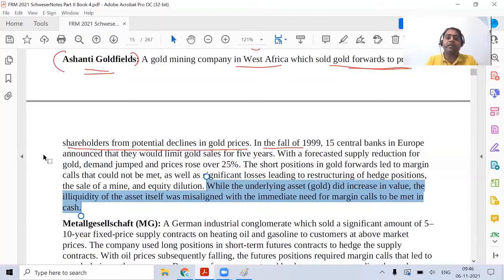Read that entire paragraph, the Ashanti Goldfield part. Everybody kindly read this case study. Not so important for the exam. The reason being, this is a very simple and plain vanilla case study.